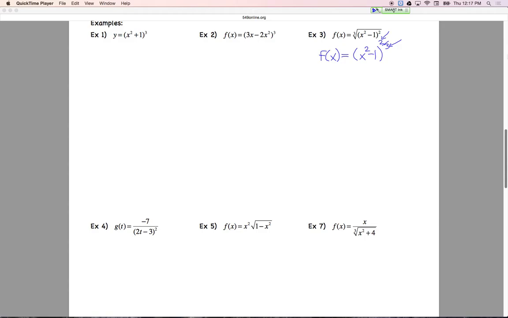Okay, so what's the inside function here if we're looking at this? X squared minus 1. What's the outside function? X to the 2/3. So if we're looking at this, is it an f of g of x or a g of f of x? Based on what I wrote, it'd be a g of f of x.